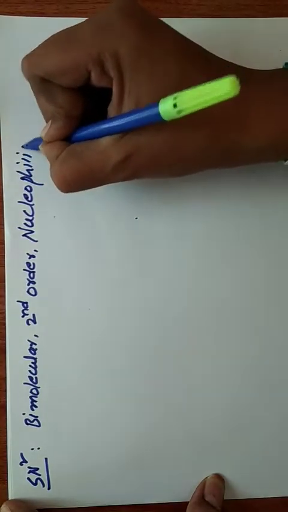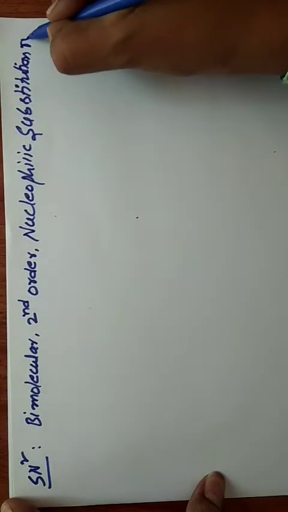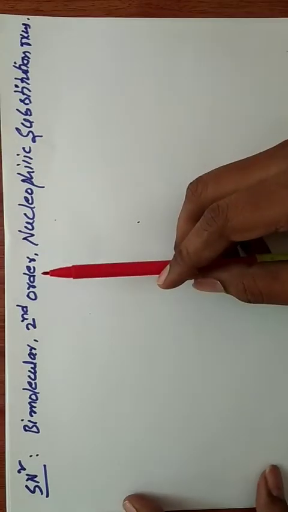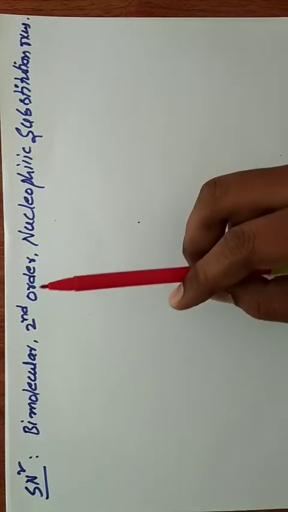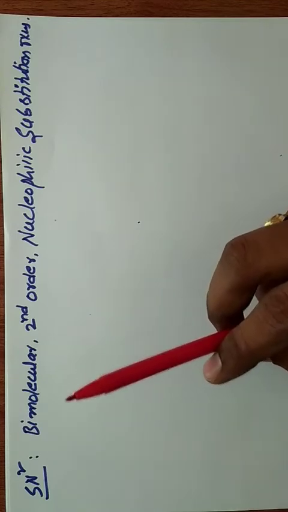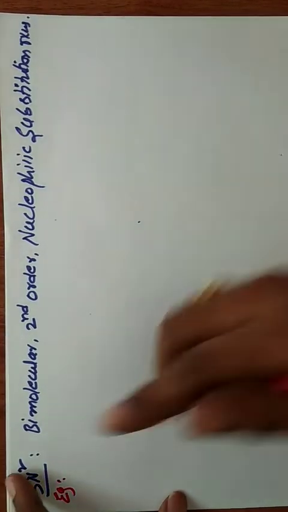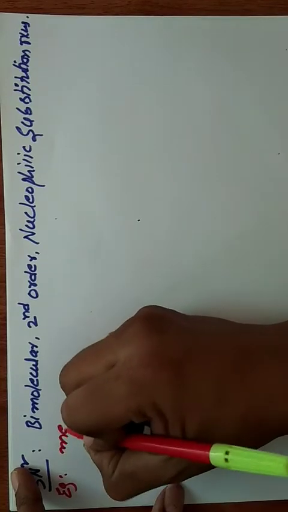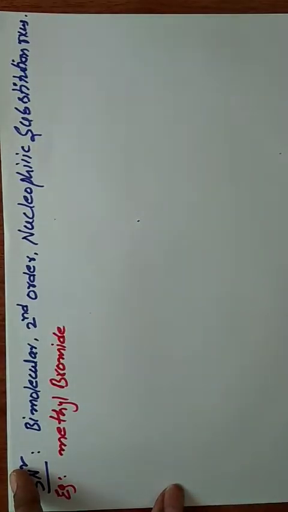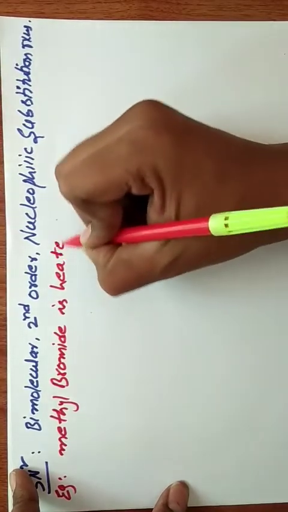Now we discuss an example of an SN2 reaction. In the case of an SN2 reaction, say the example statement: methyl bromide is heated with aqueous KOH solution to form methyl alcohol.